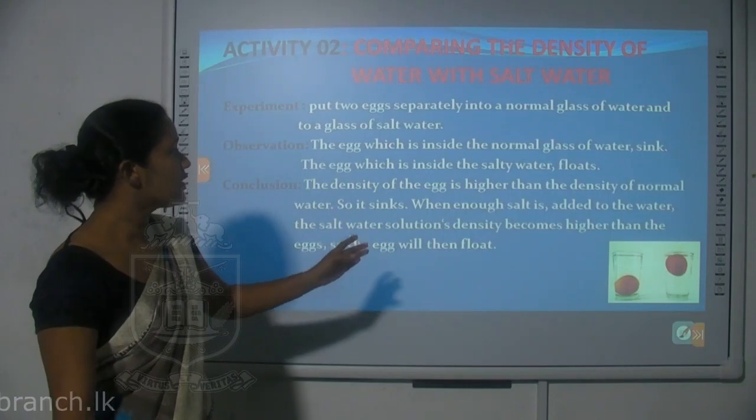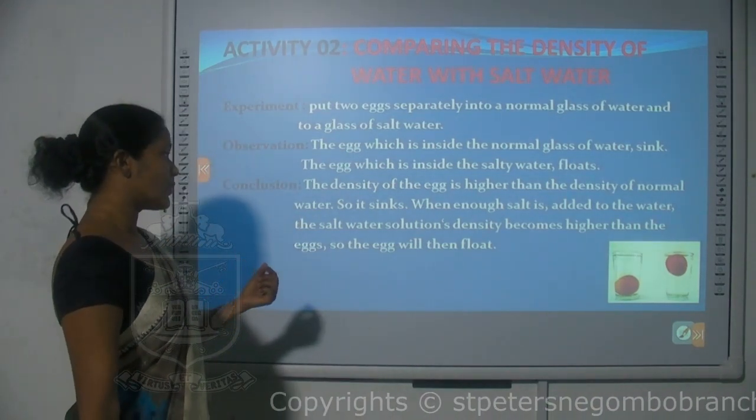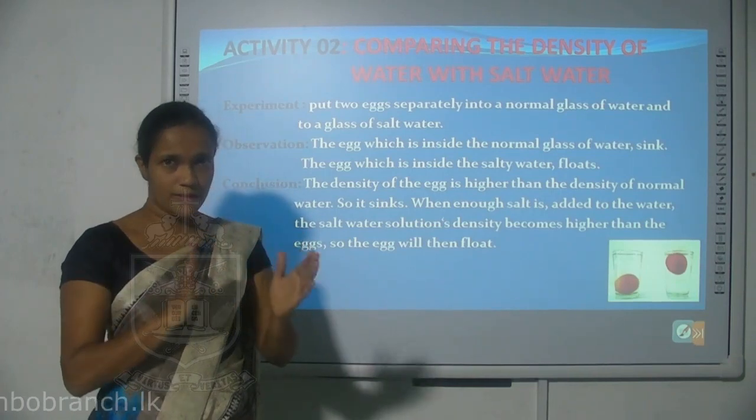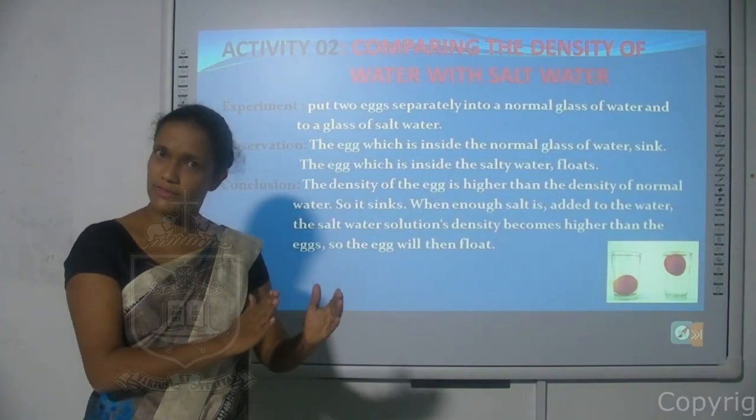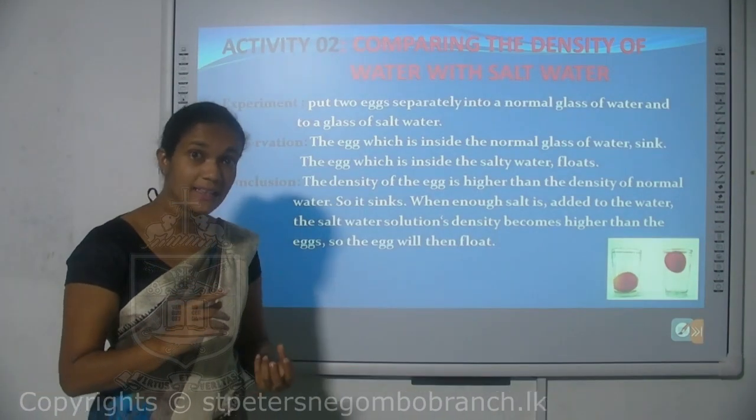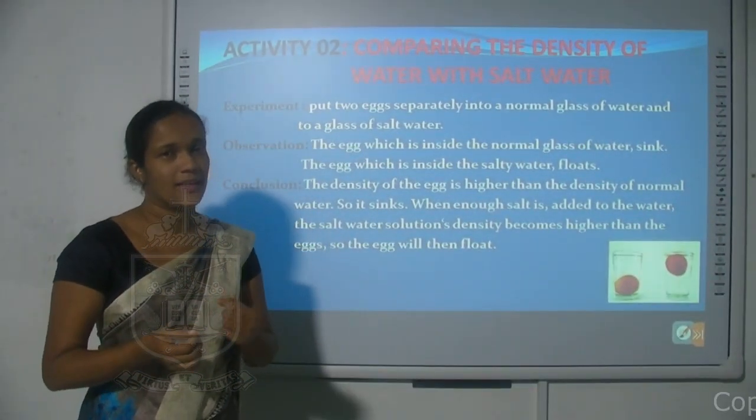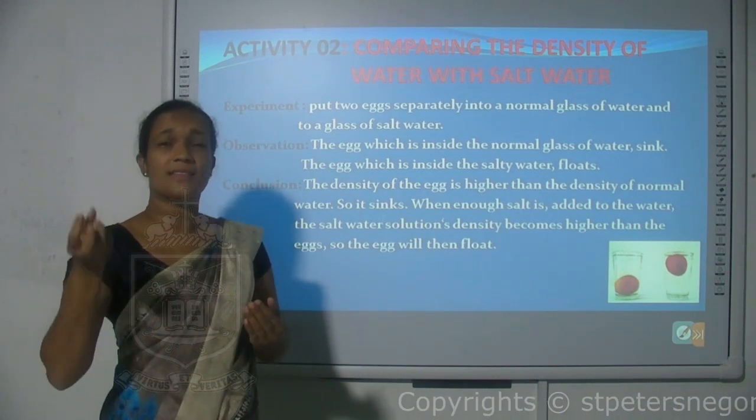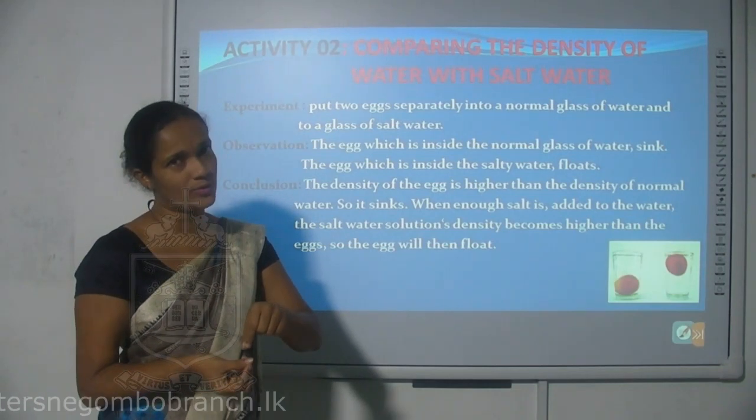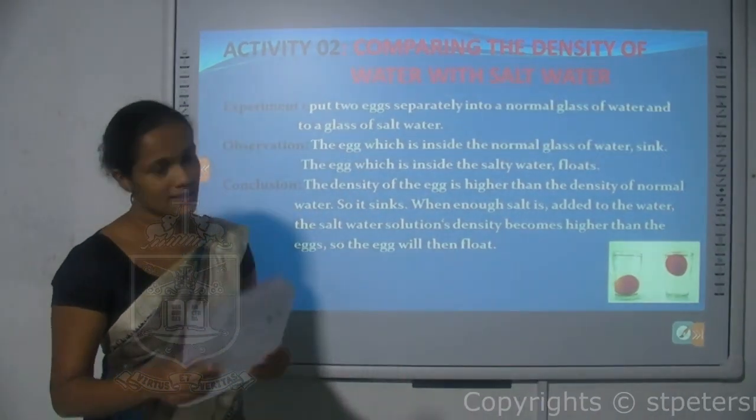When enough salt is added to the water, the salt water solution's density becomes higher than the egg's. So the egg will then float. If we compare the density of the water and the density of the egg, the reason the egg sinks is that its density is higher than normal water. In the next one, when we add salt, the density of the salt water solution is higher than the egg, so the egg floats in the salt water solution.